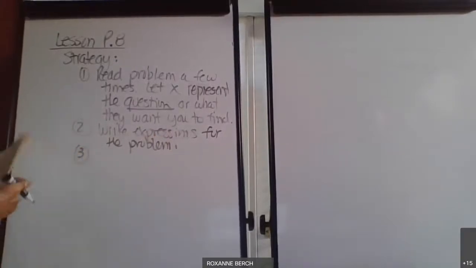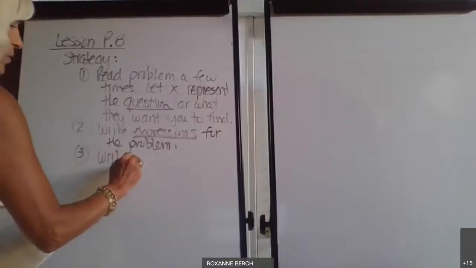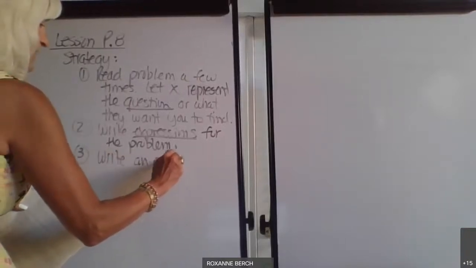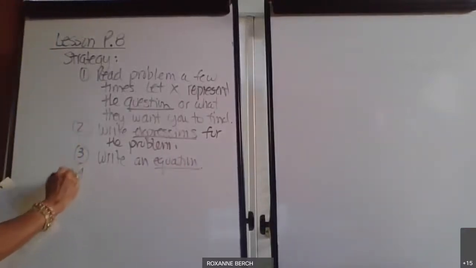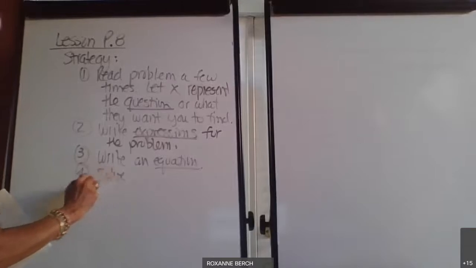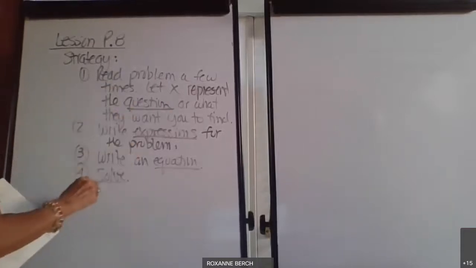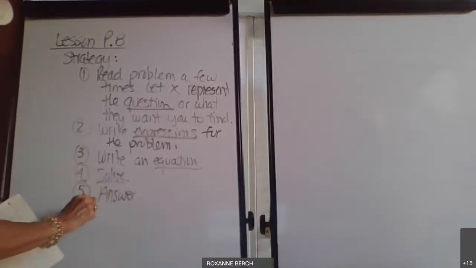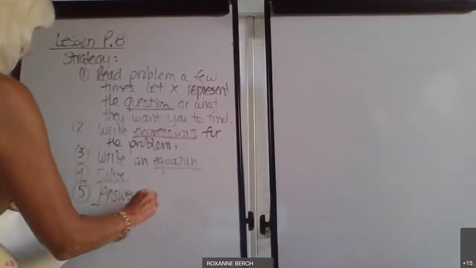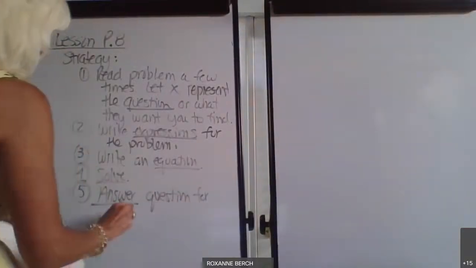The third step is you're going to write an equation. So from the expressions, we're going to write an equation that represents the problem. And then we're going to solve it. And then we're going to answer the question in English, because people aren't going to understand math. So you have to answer the question for people to understand it.